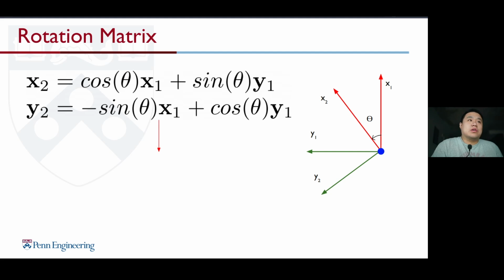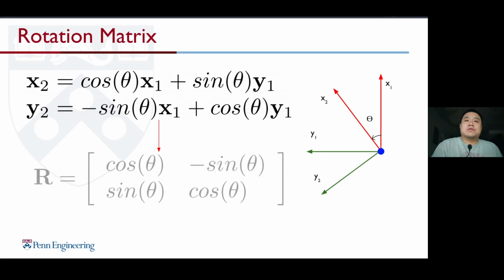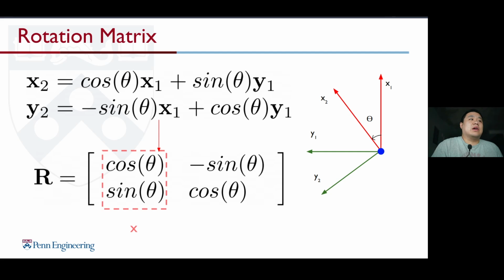And next, we can turn this into a matrix form. For example, x2, y2 equals R times x1, y1. In this case, the cosine and sine terms all come together as a single matrix. And the R here is denoted as the rotation matrix, as you'll often see.